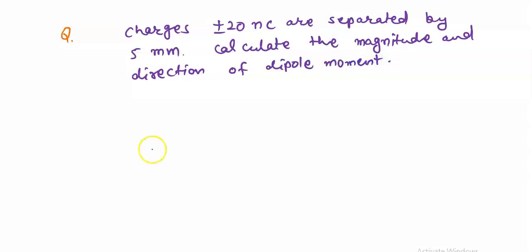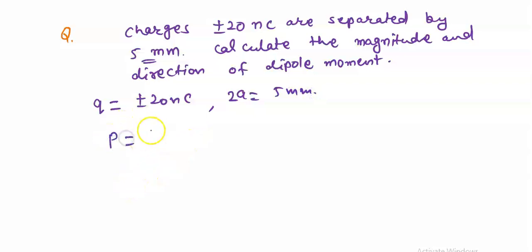Okay, so how will we proceed? What is given? It is given that the charge q is plus minus 20 nanocoulomb, and the distance between them is given as 5 millimeter. So this distance will be 2a. Do remember that, because we denote it by 2a, right? And what we have to do, we have to find the strength of the dipole moment, p, magnitude. So p will be q into 2a. Okay, and q is 20 nano, which is 10 to the power minus 9, into 2a is 5 into 10 to the power minus 3. Okay, and you can solve it further.